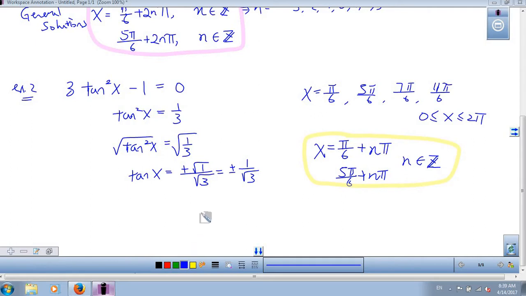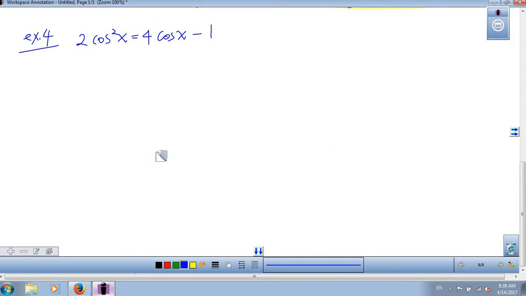Okay. All right. So let's go ahead and take a look at another equation. Now let's take a look at this example. 2 cosine squared x equals 4 cosine x minus 1. Now there are times that we have to do this using algebraic solutions, just like we solve any other equations. And this has a cosine squared x and cosine x. So what we're going to do is treat cosine x as a unit, as a variable.